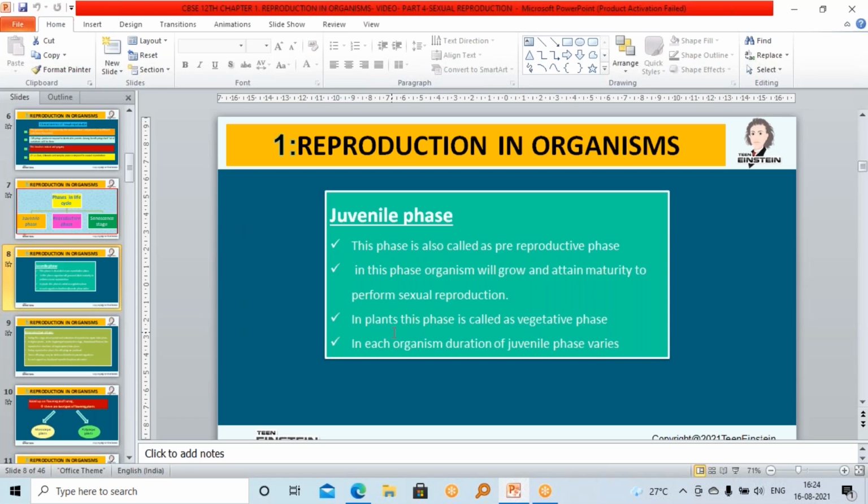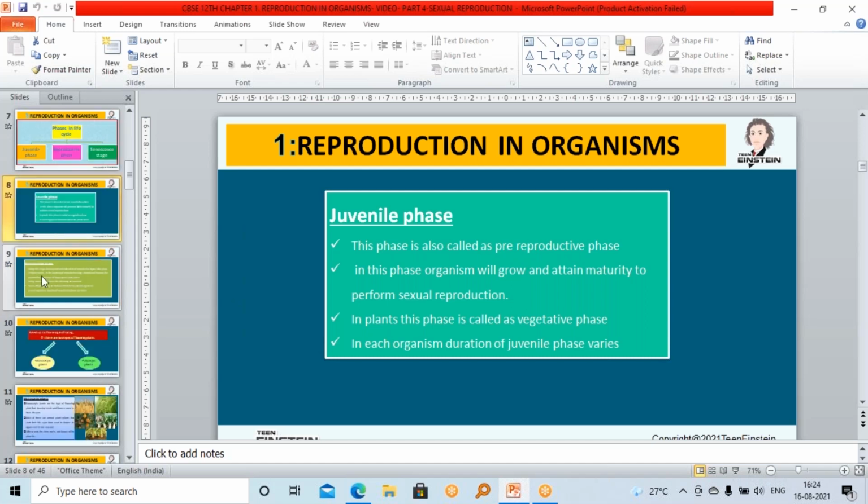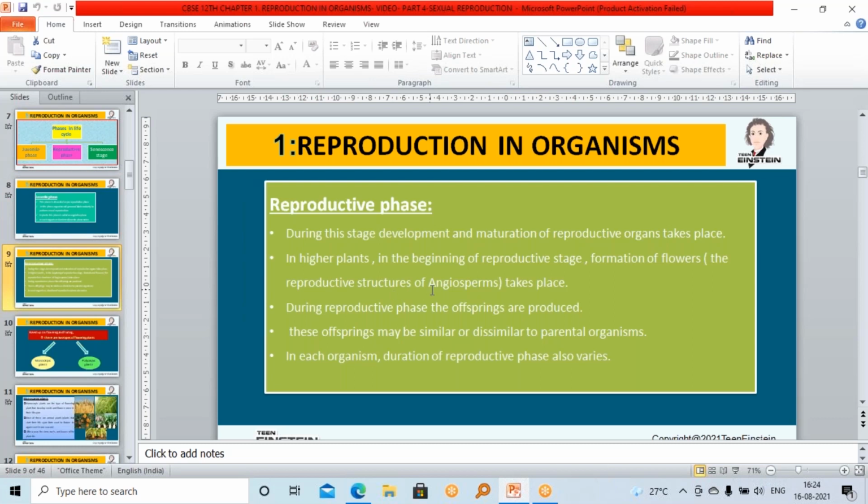In each organism, the duration of the juvenile phase is different. Not only the juvenile phase, but the duration of the life cycle, the reproductive phase, and the juvenile phase, everything is different for different organisms. Okay, is it clear?